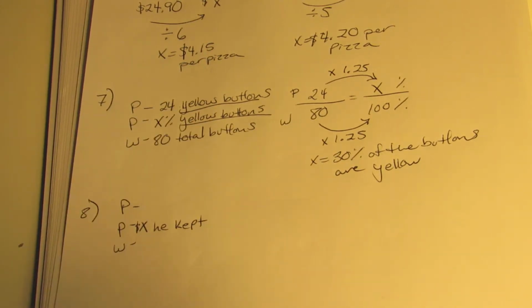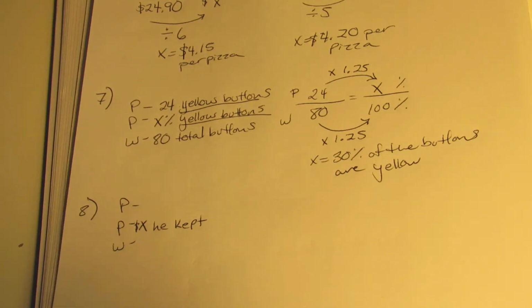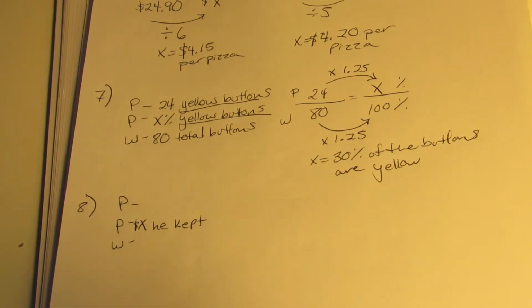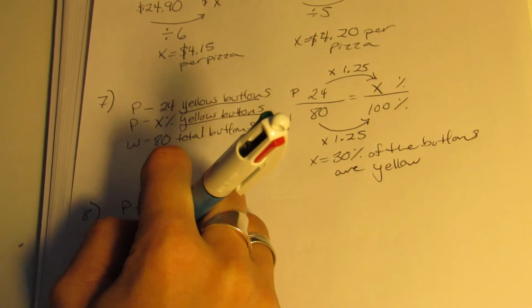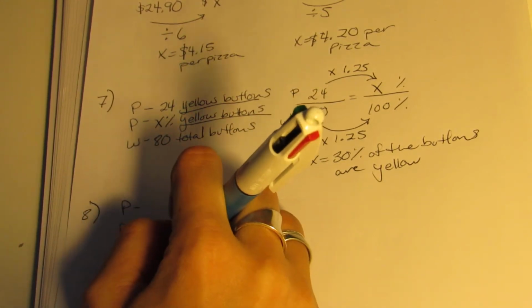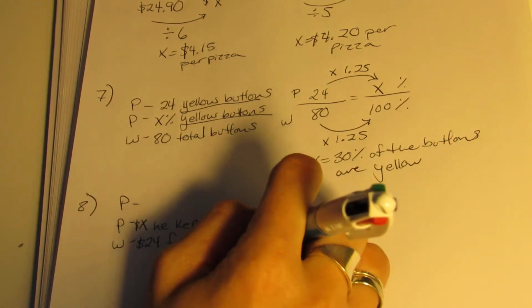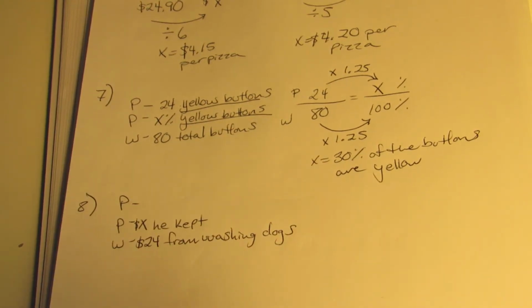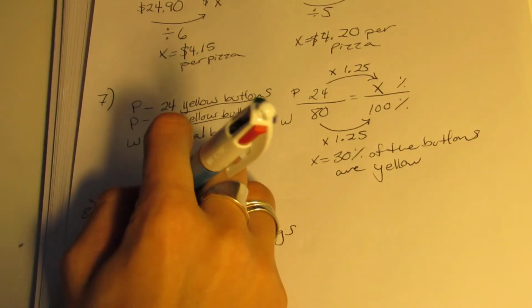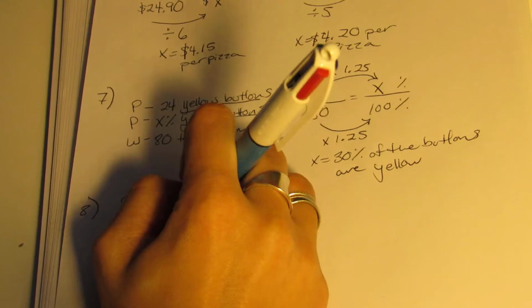It does tell you that he made $24 washing dogs. That's a statement telling you how much he made. That's total in all. That's your whole. $24 from washing dogs. It also tells you that he gave 40% to his mom. Did he keep that 40% or did he give it away? He gave it away. So that's a percent. So 40% he gave away.